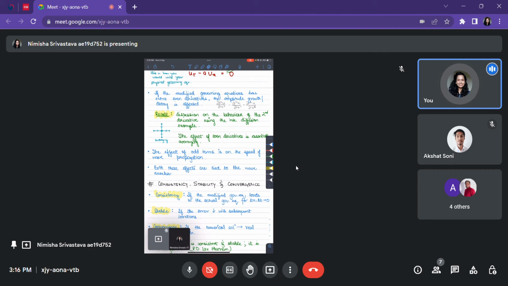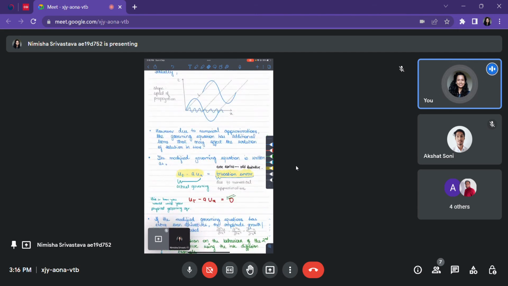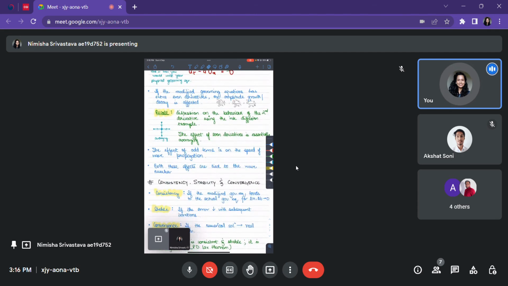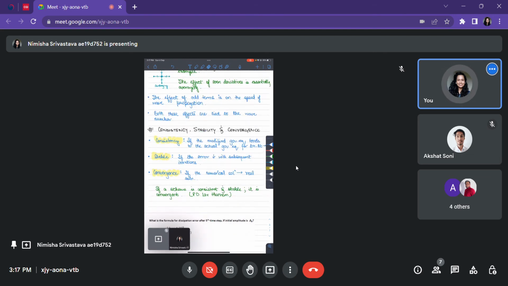Meanwhile, the odd terms are going to affect the speed at which this moves. So both of these effects are tied to the wave number, and depending on the wave number, that is what I showed right over here in this diagram, your reaction to the same terms in the equation is going to be different. Okay, hopefully that was clear.